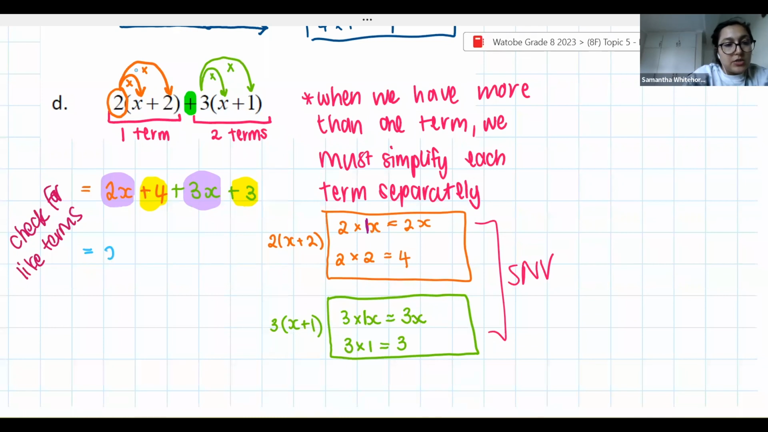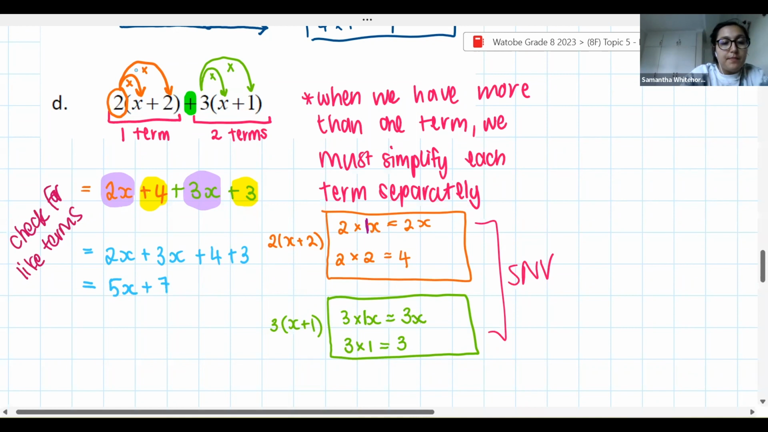So now what we need to do is say 2x plus 3x. I'm just going to group my like terms. And then the plus 4 plus 3. So these are the like terms that I need to add or subtract. So 2x plus 3x, I have 2 x's. I'm adding another 3. That gives me 5 x's in total. And 4 plus 3 gives me 7. And so once I've checked and added my like terms, I've got the most simple form of my answer.